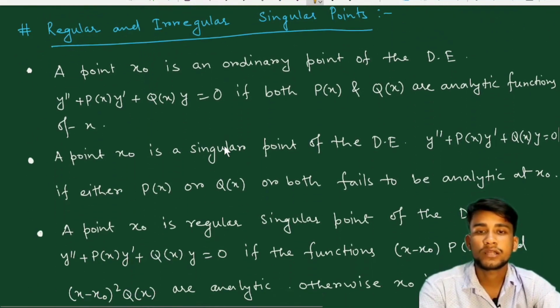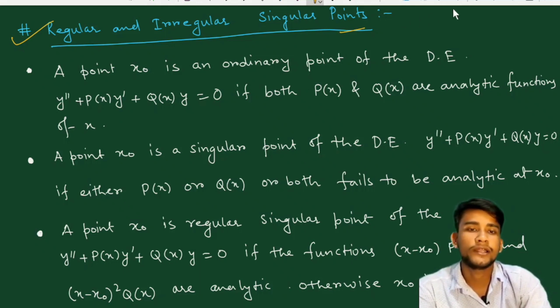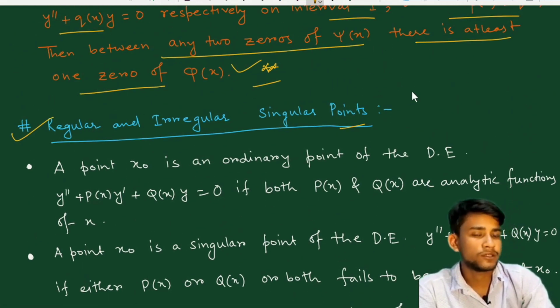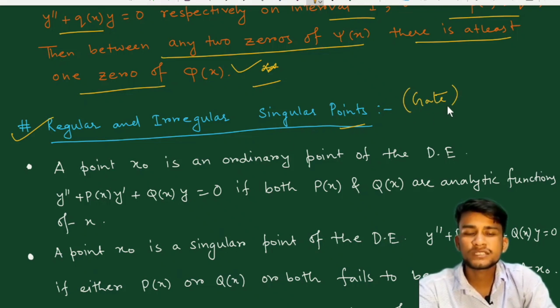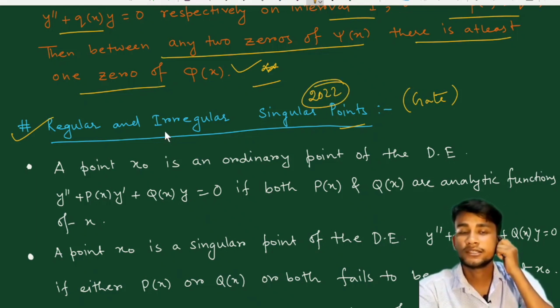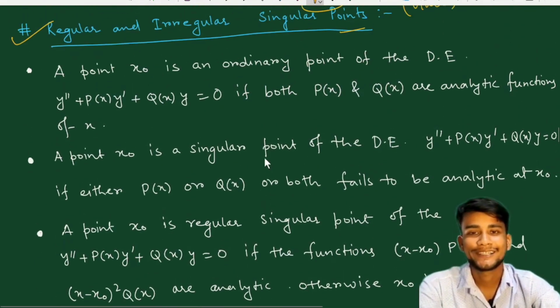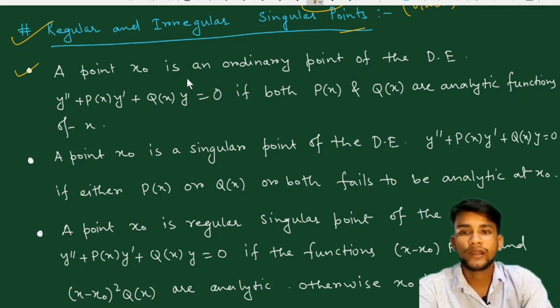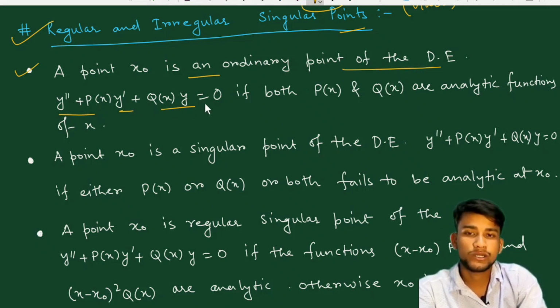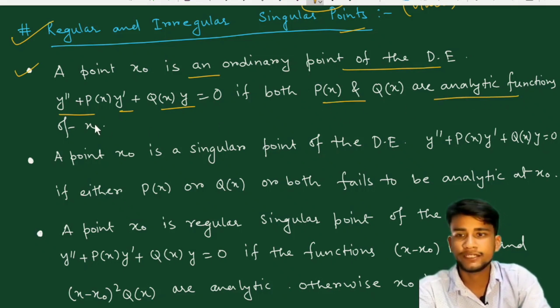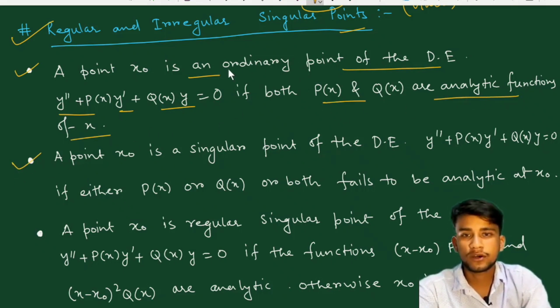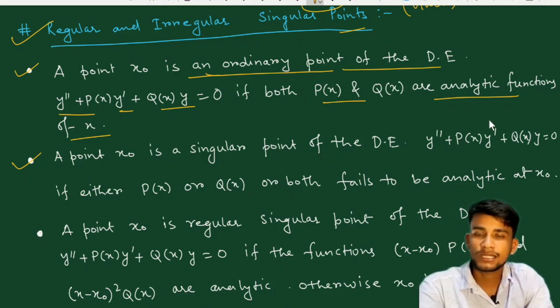Now we come to a concept which is regular and irregular singular points. In this topic, questions are not generally asked in CSIR NET, but for GATE this concept is very important. But in the year 2022 there was a question based on this topic, so you can't skip it. The first one: a point x0 is an ordinary point of the differential equation y'' + p(x)y' + q(x)y = 0 if both p(x) and q(x) are analytic functions of x. This is called the ordinary point.